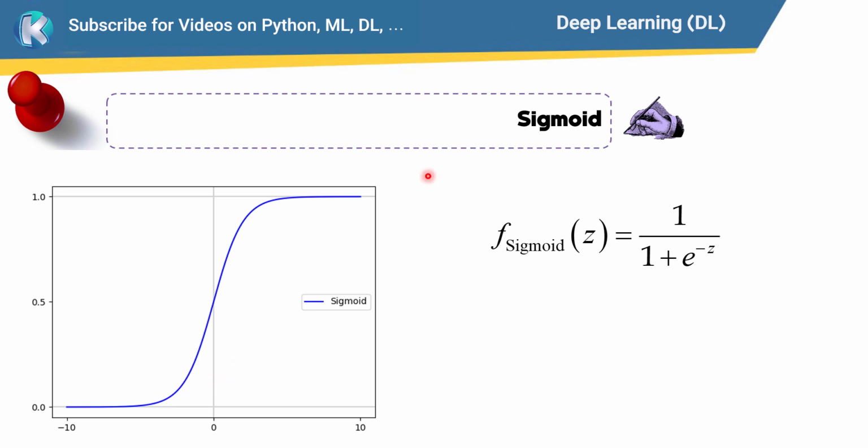Now in order to classify the data into two classes, we can define a threshold. For example, if you choose 0.5 as the threshold, then we can say that if the probability is greater than 0.5, we classify that data as class 1, but if the probability is below 0.5, we classify that data as class 0.